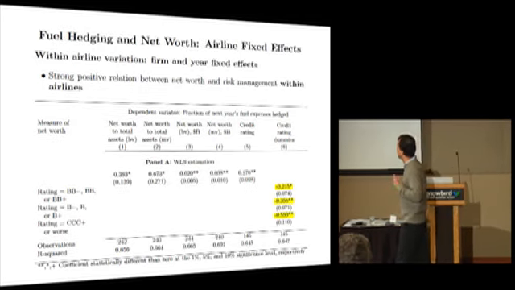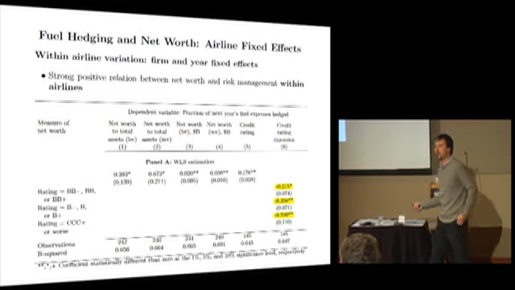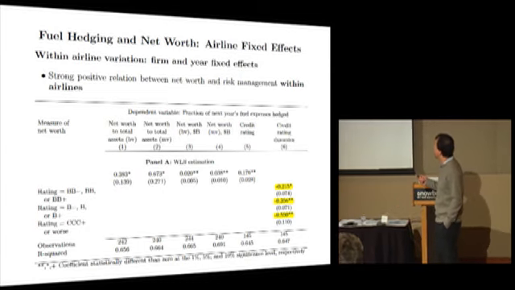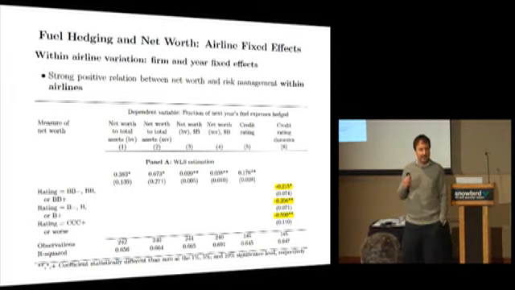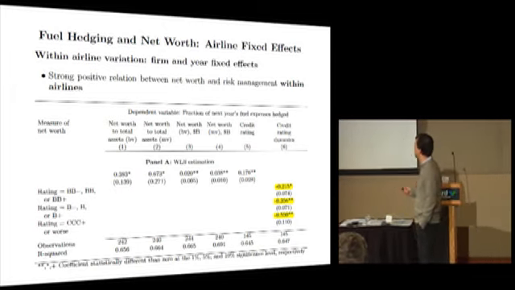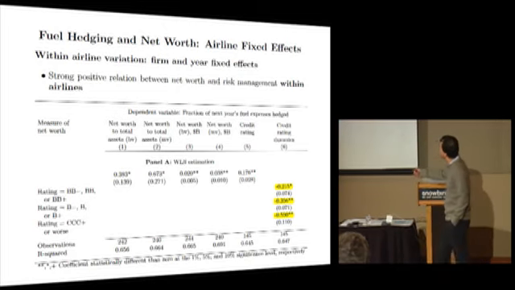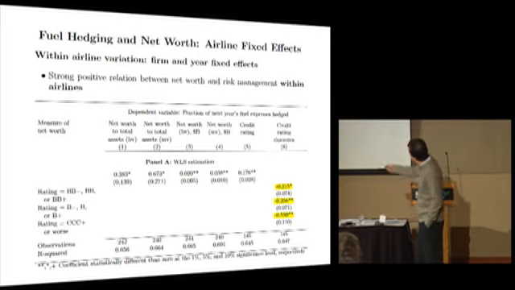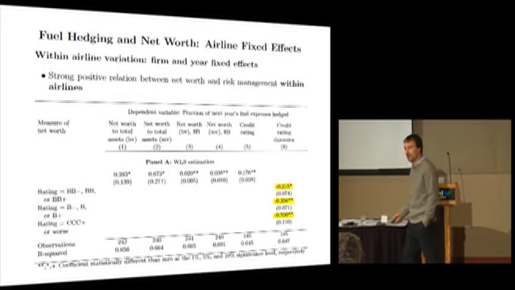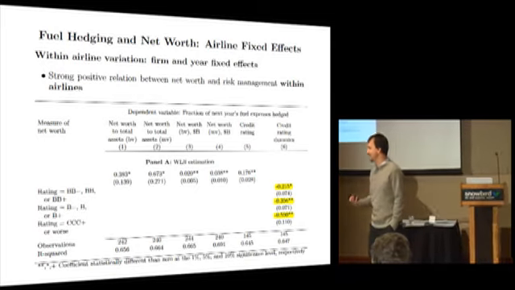But of course, what was exciting about this data is the panel dimension. So you can do this with airline and year fixed effects, and so now, essentially exploiting within airline variation. And what you find, essentially, is we have our various measures of net worth, and there's a strong, again, positive relation between net worth and hedging, even within airlines.